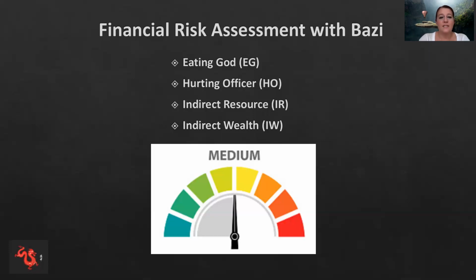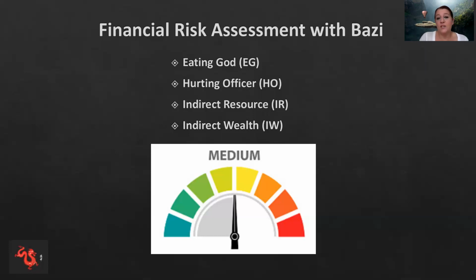And then finally, in this medium risk category, we have the indirect wealth star. Now, the indirect wealth star is risky to have there because they are very good starters, but they're very bad finishers. So they usually have a lot of ideas, a lot of business ideas, and then they start very well, but they don't really have the patience to see it all through. That's the problem.